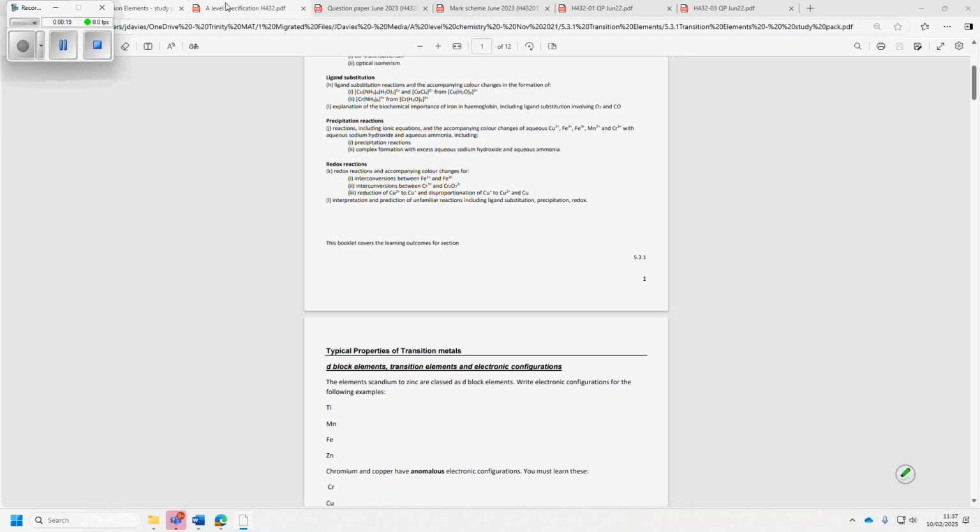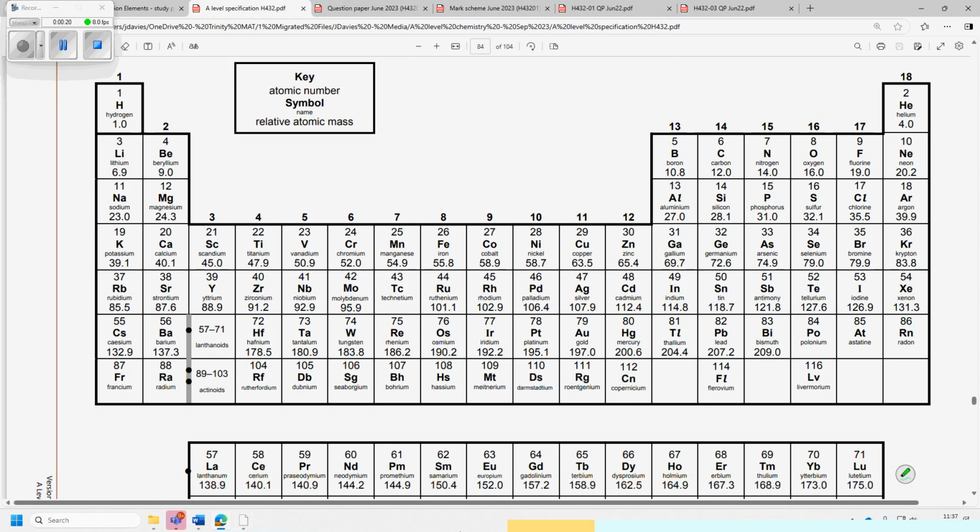At GCSE, you were taught to label up a periodic table and identify where the transition elements were. At GCSE, you'd have looked at the top row of that block in the middle and said, oh yes, they're the transition elements. At A level, we have labelled this block the D block. And we need to think what elements are labelled as D block elements. What does that mean?